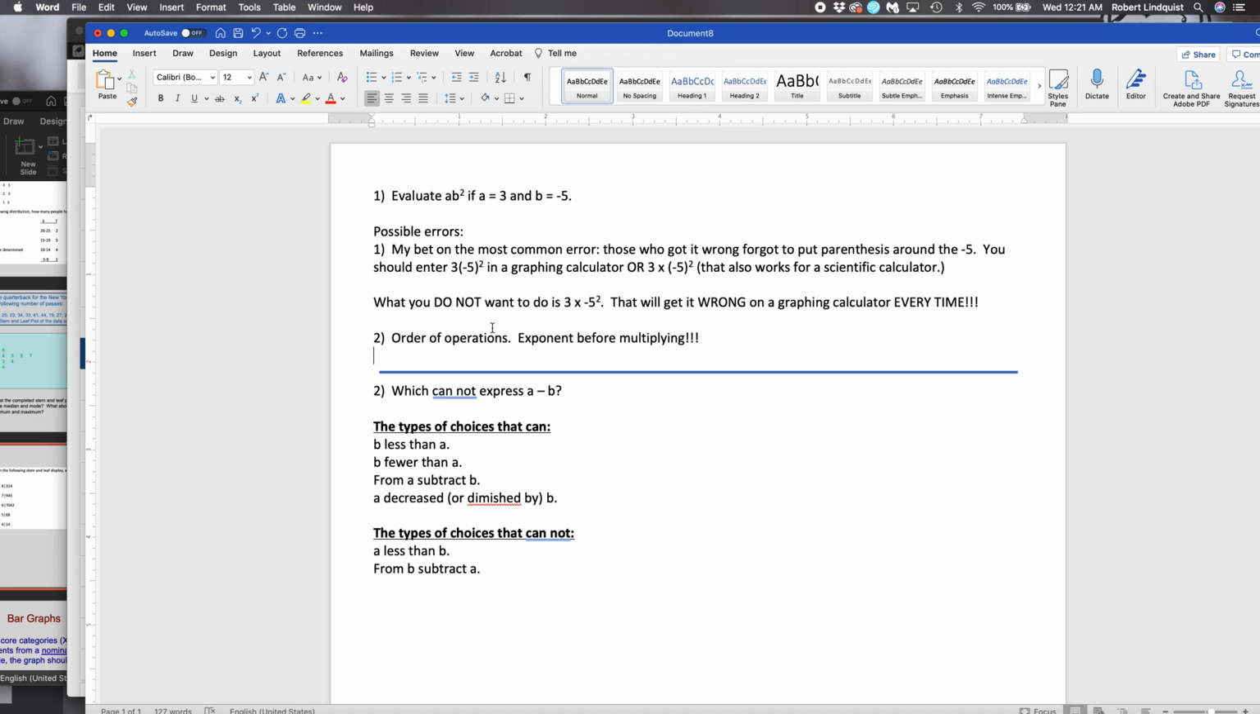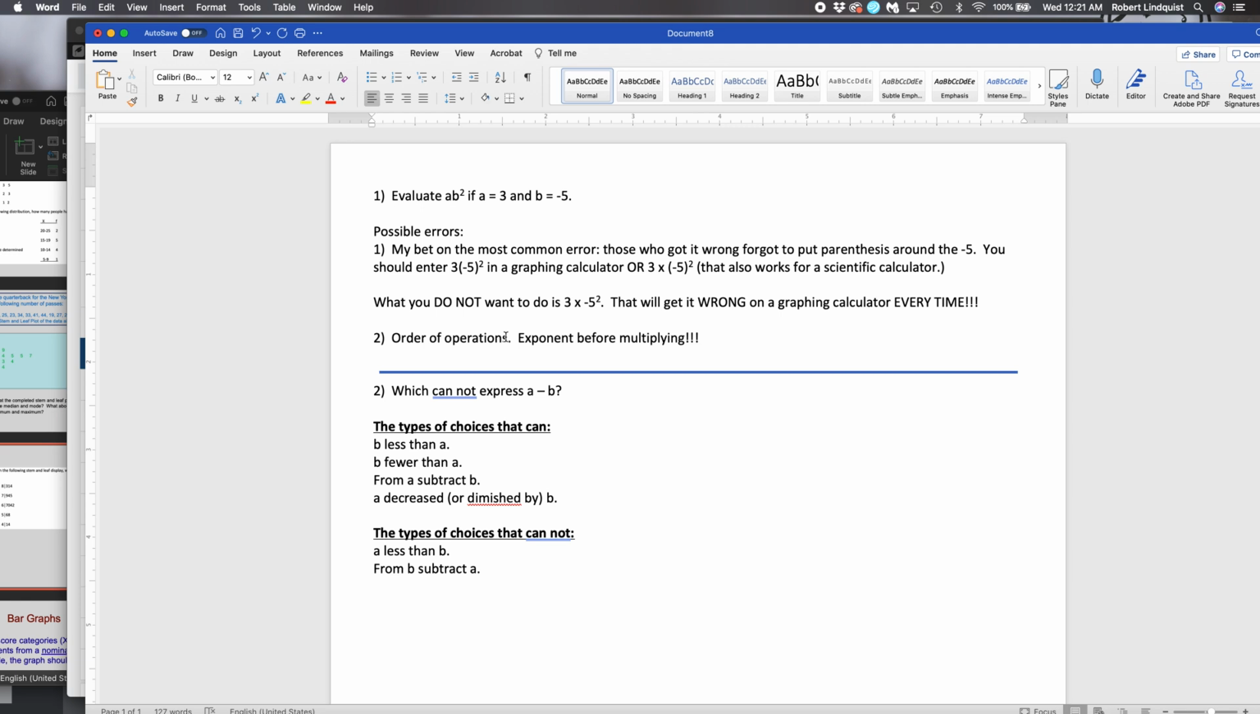Okay? It's also possible you did the order of operations wrong. It's possible that you did 3 times -5 and got -15 and then squared that. I don't think you would make that mistake, but that is also a possible mistake. So that's the question on one quiz that gave kids a hard time, and the second quiz's hard question was: which cannot express A minus B.